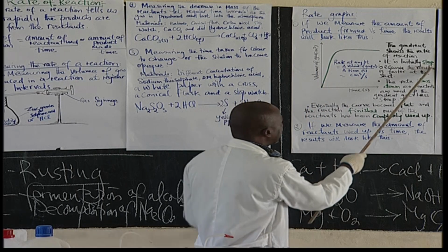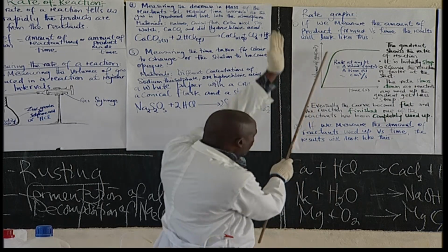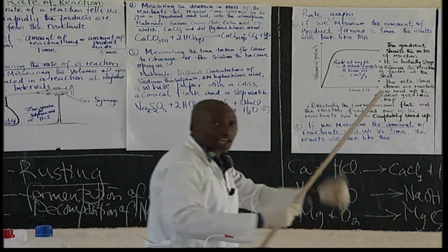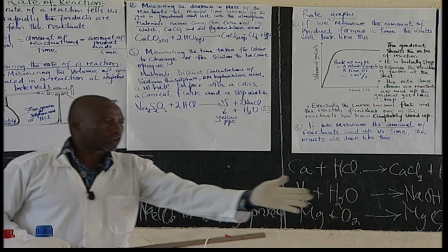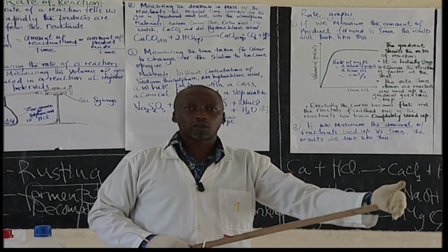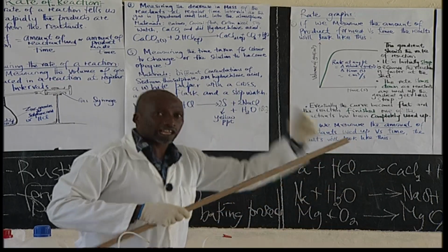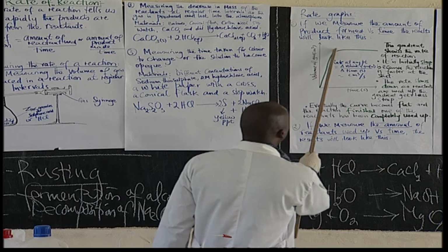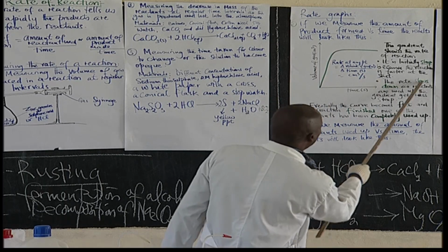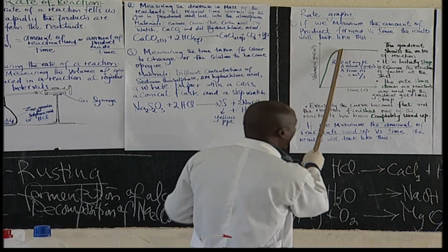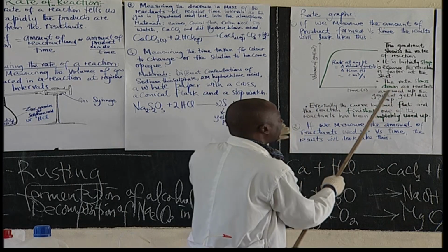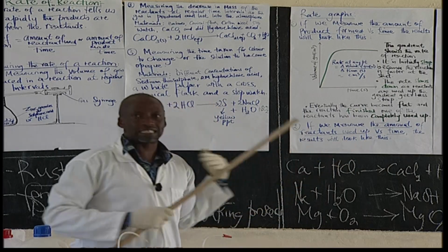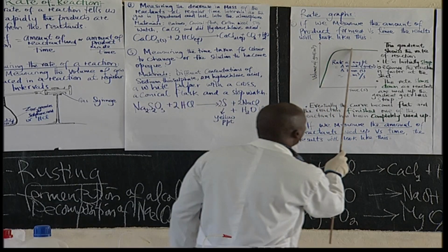It is initially steep. What does that mean? It's because the reaction is faster at the start. Even with the reactions we are talking about, you would see the reaction starts very fast and goes on slowing down. Then the rate slows down towards the end. It is slowing down as reactants are used up. The gradient gets less steep. This is what we are talking about.